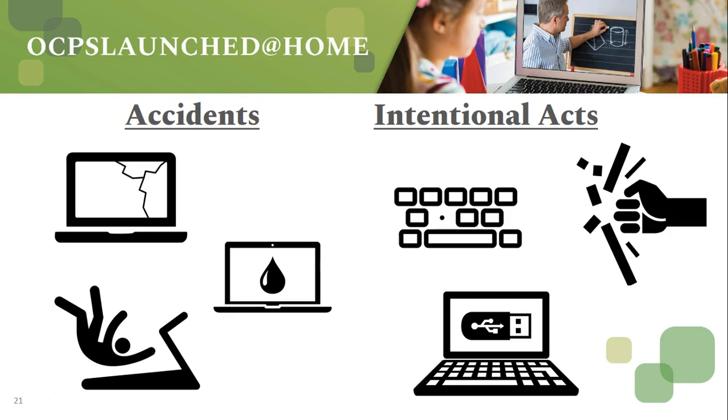Some examples of accidental damage include falling off a desk, dropping the device, leaving it on the floor and getting stepped on, or spilling liquids on the device. Some examples of intentional acts include objects stuck or jammed into ports, striking or throwing the device, and peeling keys off.